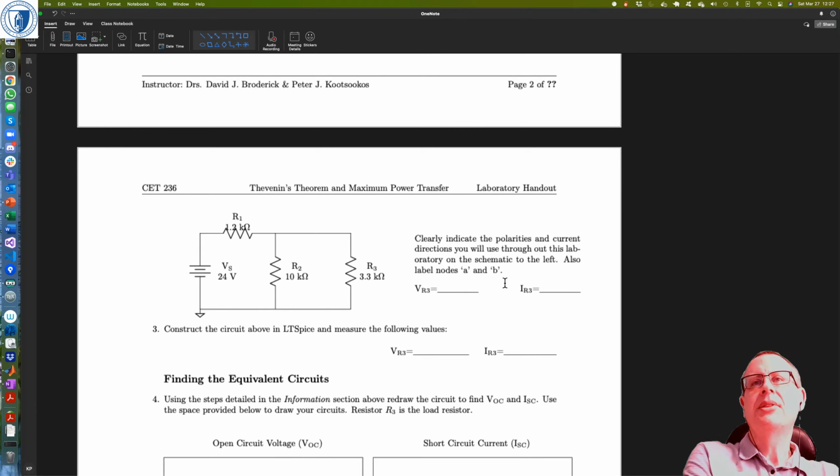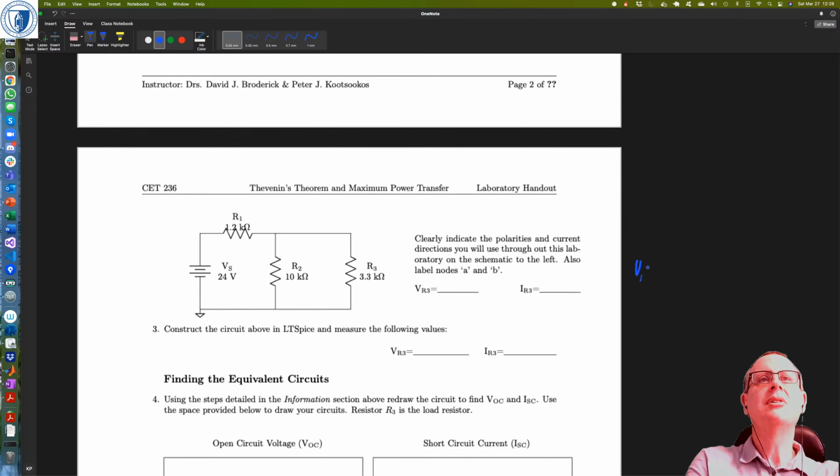the voltage across R3, which is the same as the voltage across R2, is equal to R2 in parallel with R3 divided by R2 in parallel with R3 plus R1 times Vs. Let me just write that out. Right, so VR3 is R2 in parallel with R3 divided by R2 in parallel with R3 plus R1 times Vs.